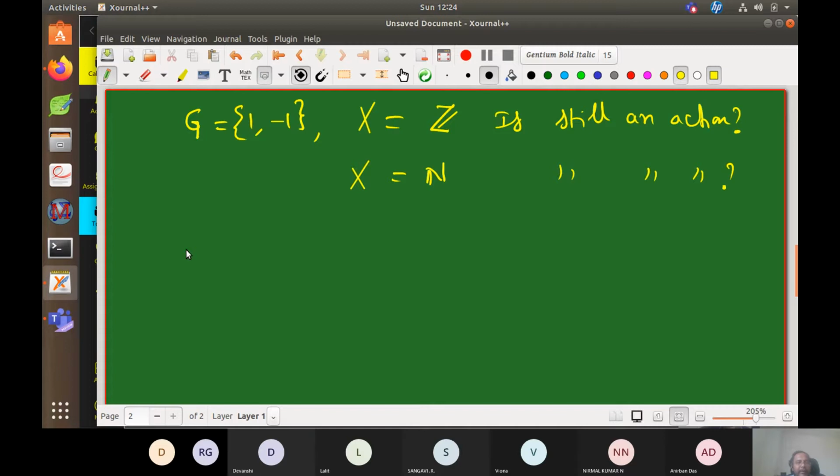Now I'll take the same set G equal to {1, -1} and my set X equal to real numbers. For the first there is no problem, right? It is still an action. Now if I take X equal to real numbers, I am defining again the same group G, but now I am defining g dot x as x power g. Is it correct? Is there any problem?